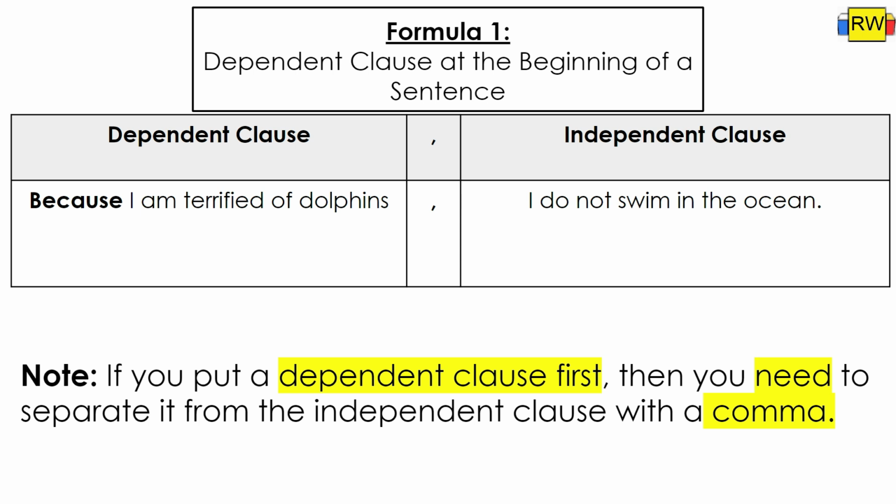So you'll see that for Formula 1, it goes dependent clause, comma, and independent clause. Please keep in mind that if you have a dependent clause first, you need a comma to separate it from the independent clause that follows it, so they come across as separate ideas. The because is being used to indicate the relationship between them. So just make sure that you put that comma between the dependent and the independent clause if your dependent clause comes first.